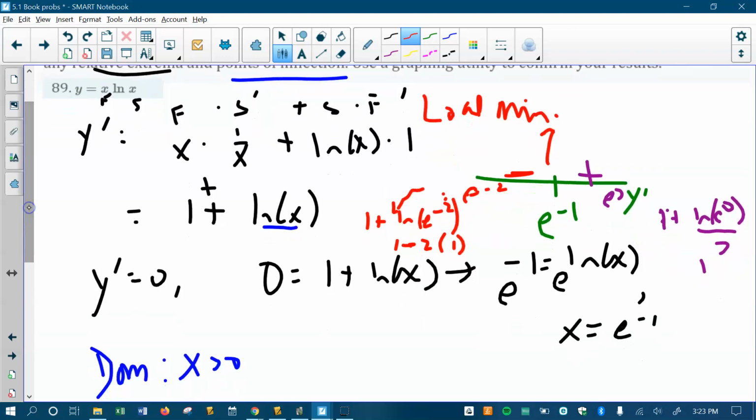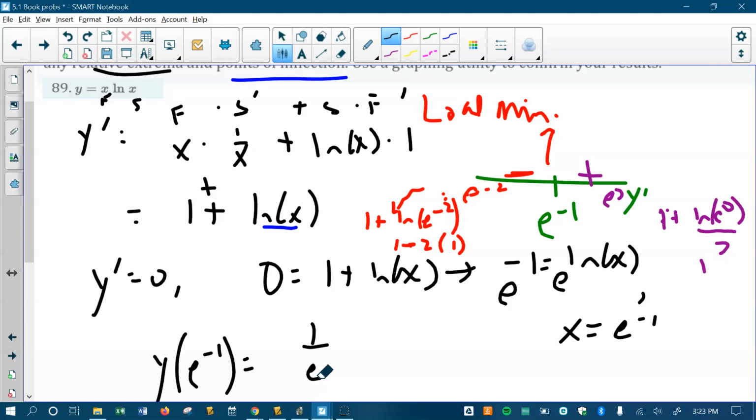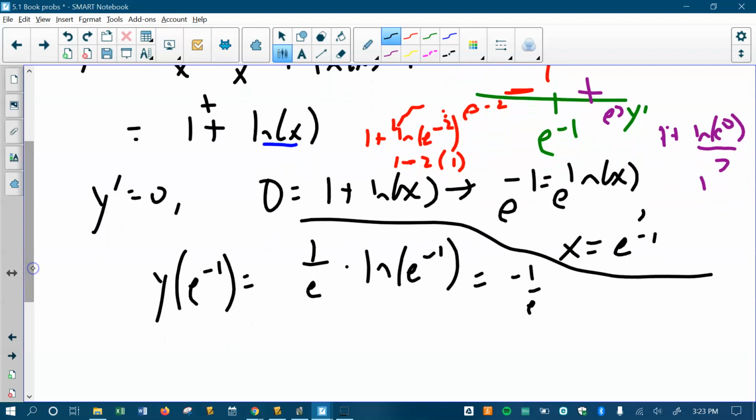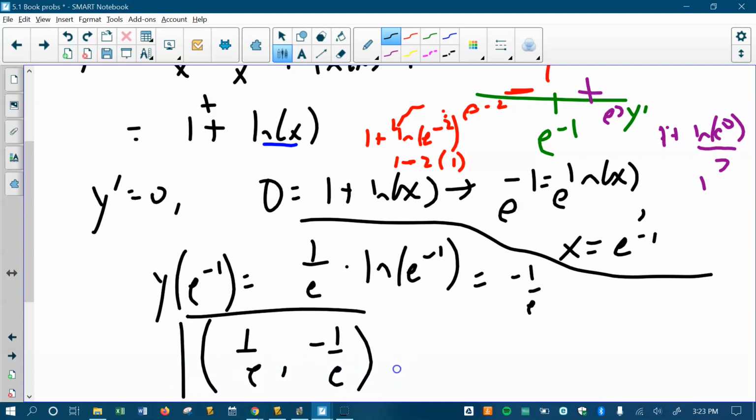To find the actual relative extrema, we will need to plug it in. So to find the actual extrema, let's plug in the point and do y of e to the negative first, which is 1 over e, because e to the negative first is 1 over e, times ln of e to the negative first, which is negative 1 over e. If you're not sure about that, please resort to your pre-calculus videos. So the final answer is 1 over e, negative 1 over e. That's just the extrema.